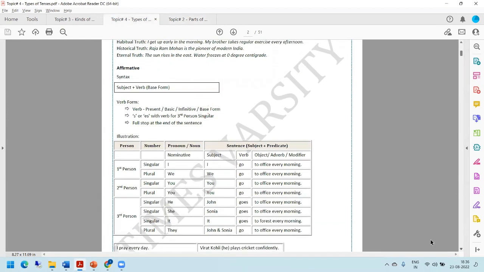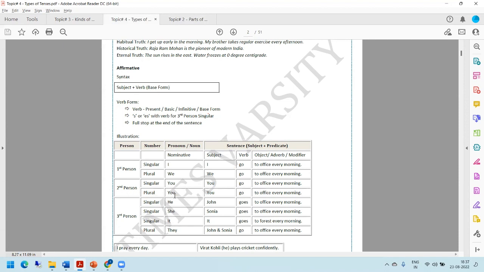Look at the syntax and the rules for the verb form. First comes the subject, then the verb. In a sentence we have subject plus predicate, so we have the subject here, and in the predicate we have verb, object, and all those things. For the second person singular, you, let's use this pronoun: You go to office every morning.